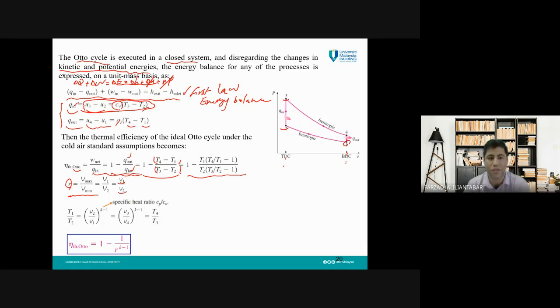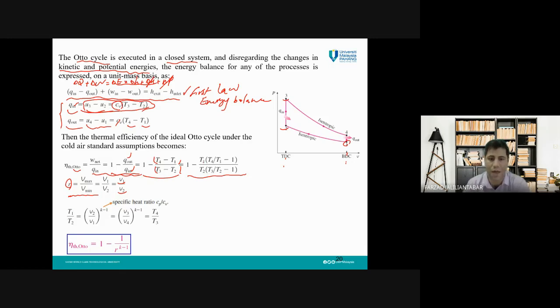These v1 and v2, based on the temperature and pressure which we have, you can find from the different tables which we have for air as an ideal gas. So v1 and v2 are specific volume. This comes from the compression ratio, which I have already introduced to you.